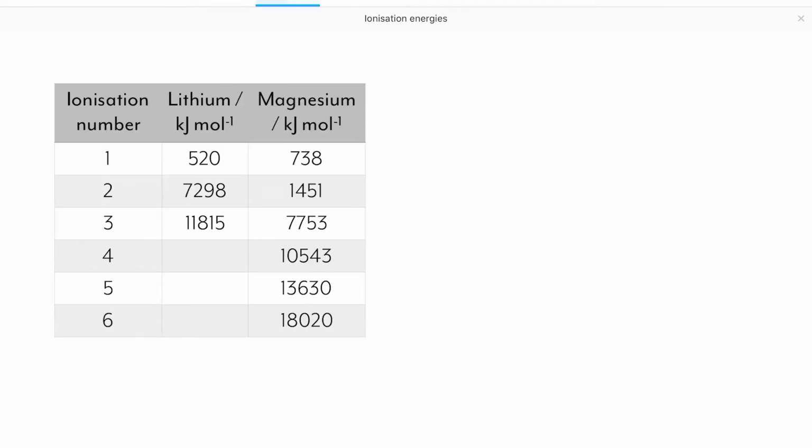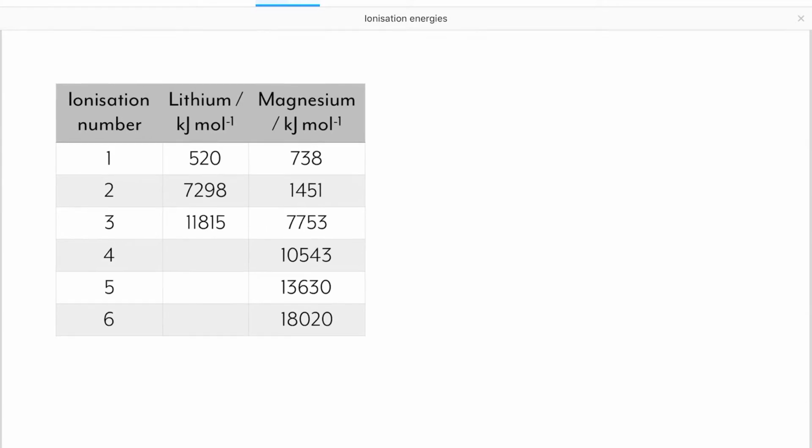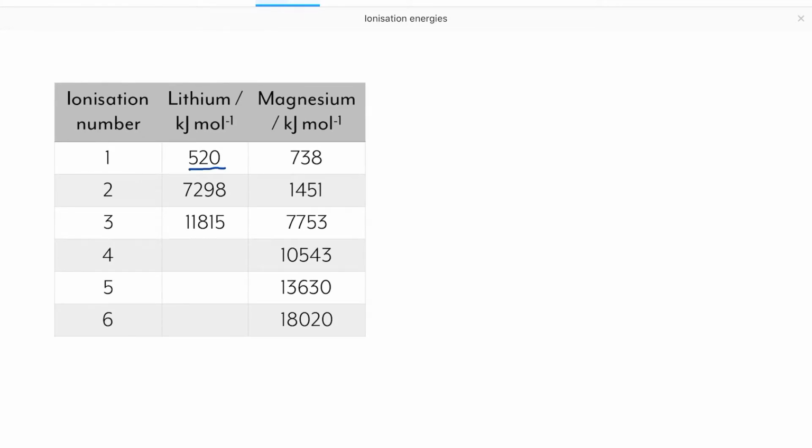And we can see that really clearly if we look at the actual values for ionization energy. So what we're seeing here, if we look at lithium, it takes 520 kilojoules per mole to remove 1 electron from each atom in a mole of atoms for lithium. And then it takes 7,298 to remove the second one for exactly the reasons we've just explained.